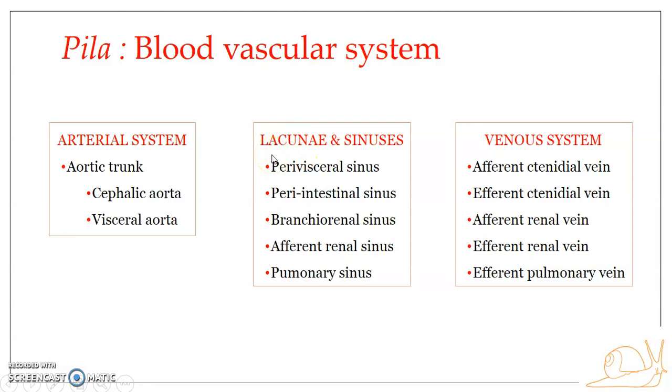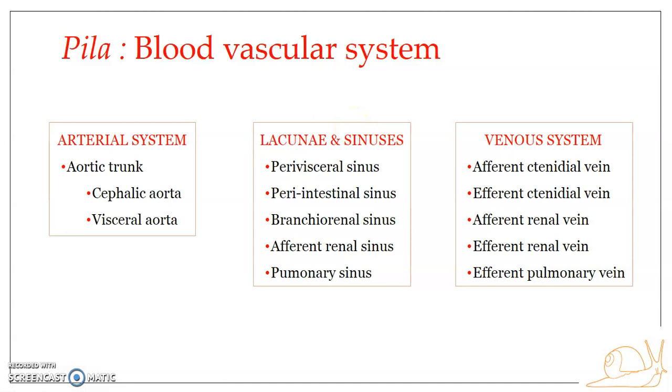Several lacunae join together and form larger blood channels, and these larger blood channels are known as sinuses. So deoxygenated blood from various parts of the body gets collected in smaller open spaces known as lacunae, and these several lacunae merge together to form larger blood channels, which are referred to as the sinuses. All the lacunae and sinuses in the body of Pila collectively form the hemocoel of the organism.